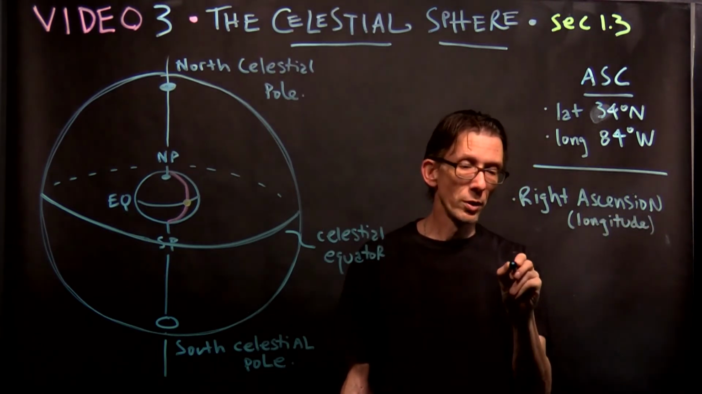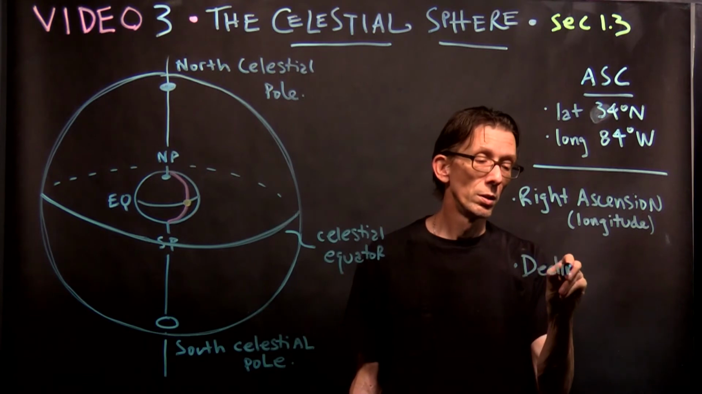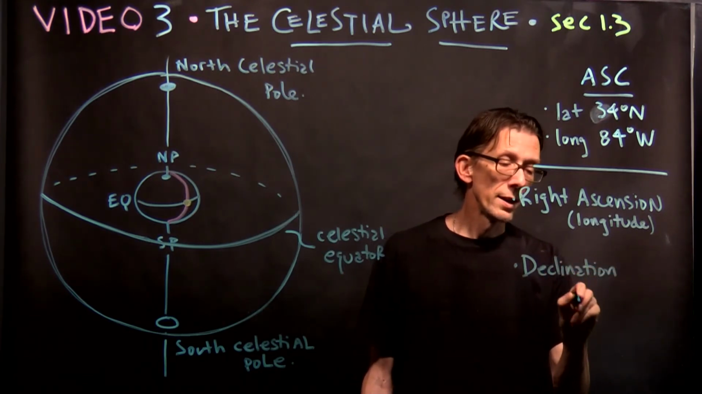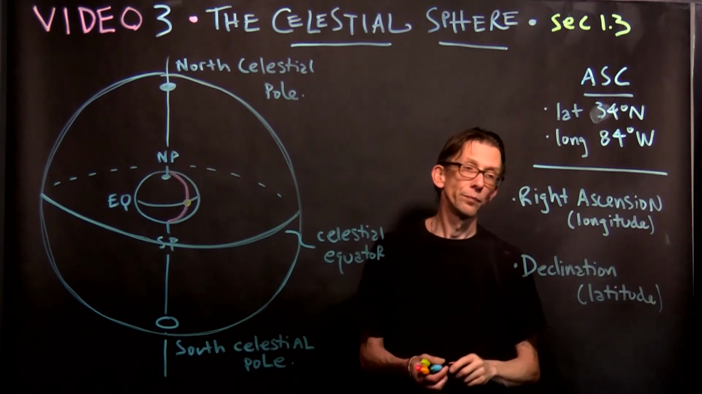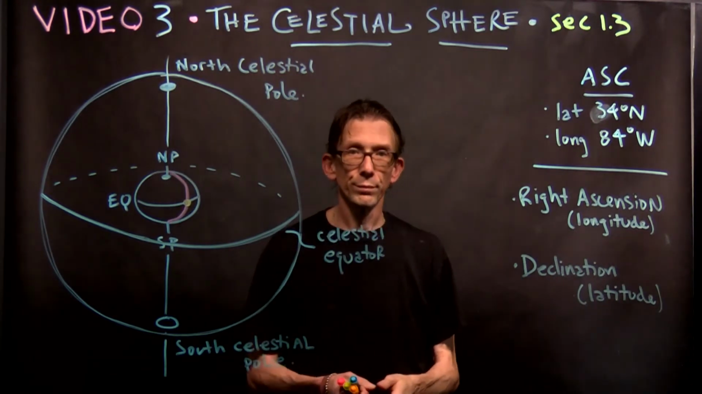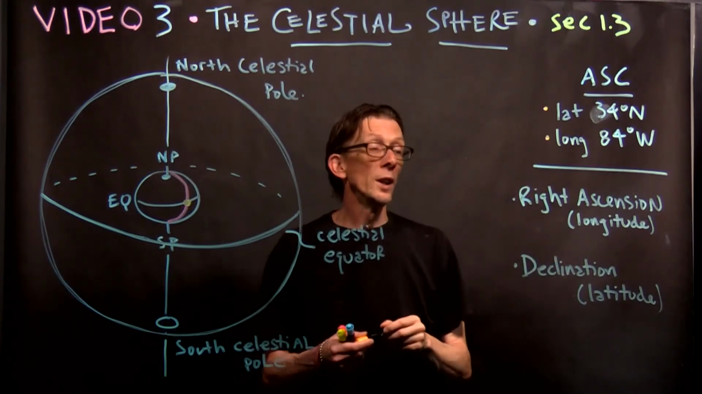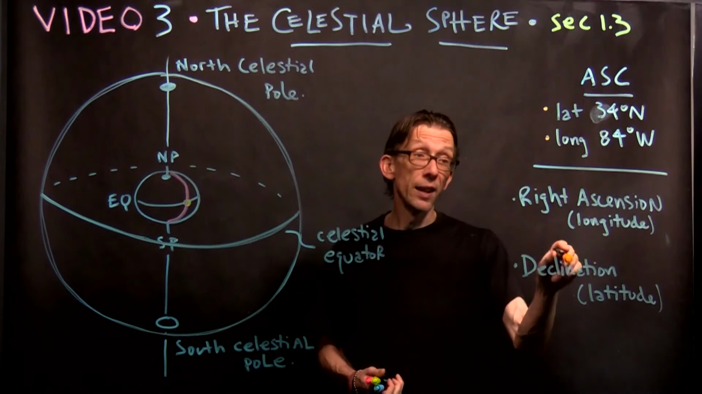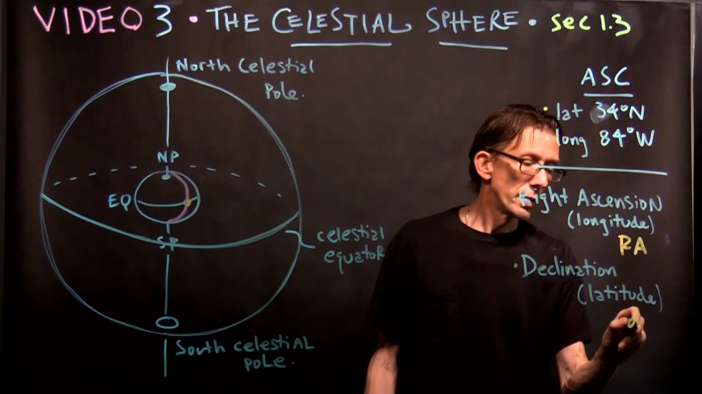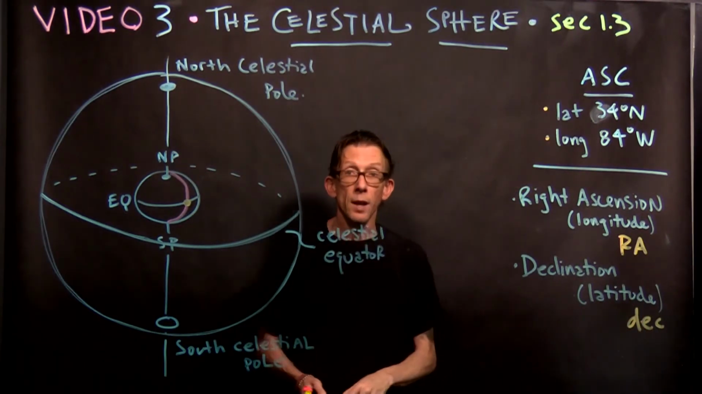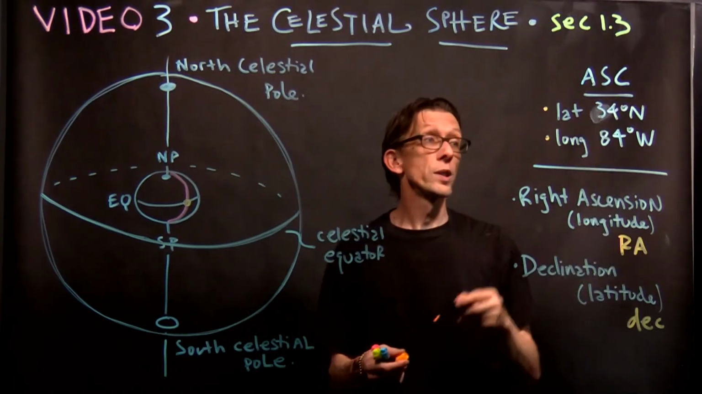And the equivalent of latitude is called declination. That is like latitude. So in the same way that Agnes Scott College has a latitude and longitude, any given star will have a right ascension and a declination. We shorten these often to RA and dec. And this is a grid that's out on the celestial sphere. So Agnes Scott is at these coordinates of latitude and longitude.